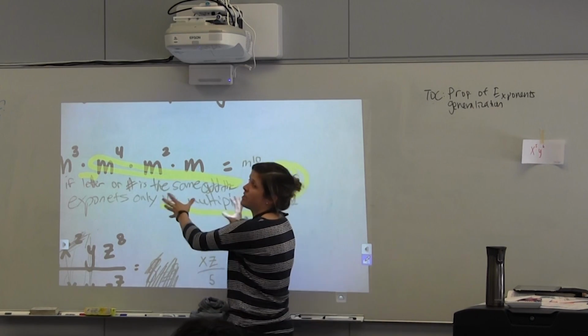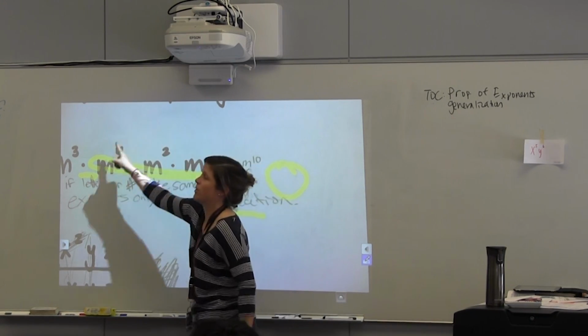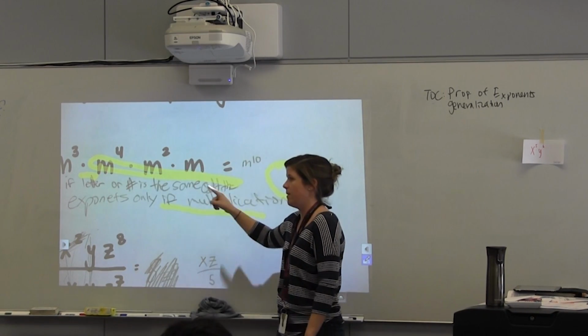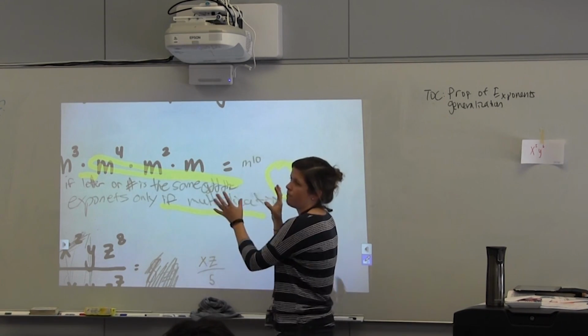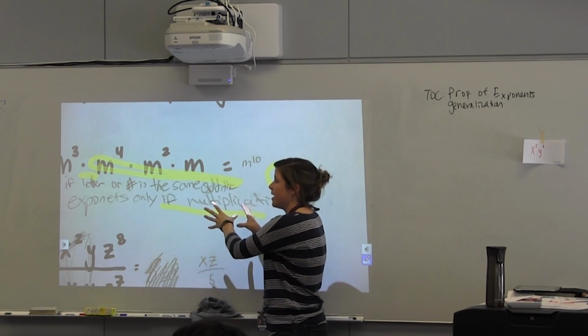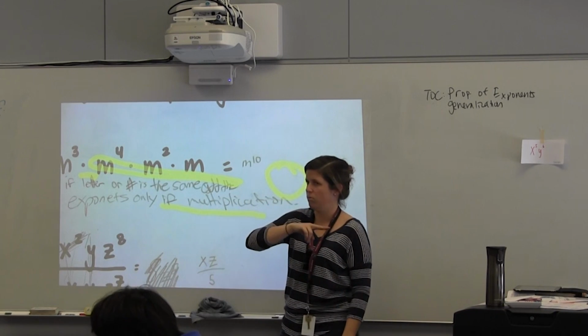So this is a generalization for how we do this problem. If the letter's the same, add the exponents in a multiplication problem. This is a good generalization for that problem. So we're going to try and do the same style, but for the second two problems, okay?